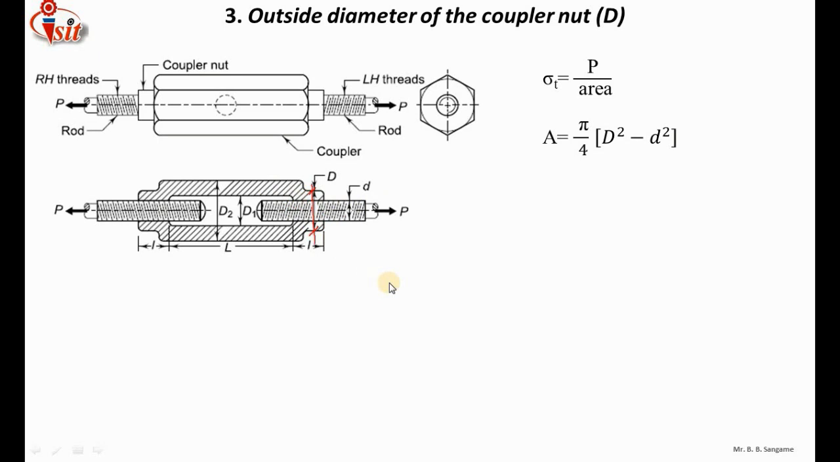So let us put this equation of A for the value of A in the above equation of sigma t. Sigma t will be equal to P divided by pi by 4 capital D square minus.